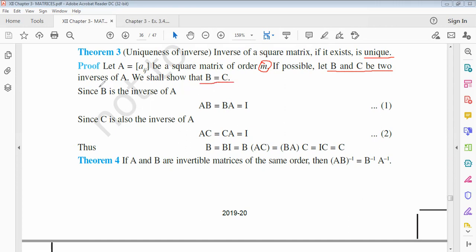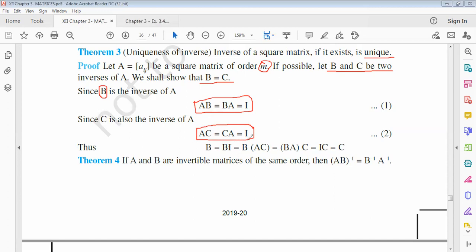So we have to start with: since B is the inverse of A, then using the identity AB equals BA equals I. This is the first equation. Since C is also the inverse of A, we can write AC equals CA equals I. This is also true for the matrices A and C. Now B can be written as B equals BI. That means we know that if a square matrix is multiplied by the identity matrix, we get the matrix itself as a result.